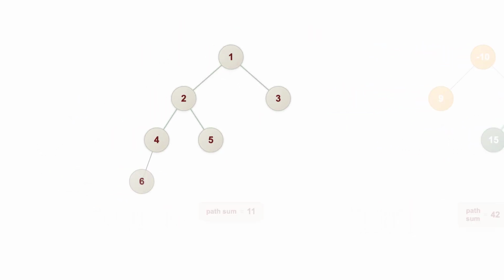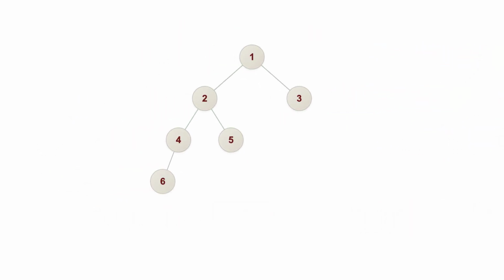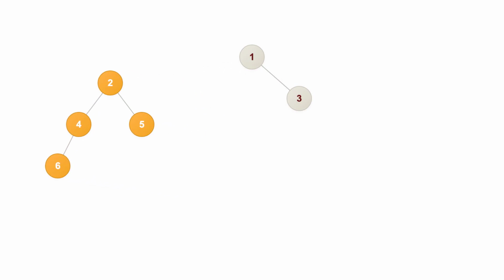Alright, so let's go back to the previous example where we tried to understand the recursive process for diameter. We will zoom into the subtree on the left side again. For node 2, let's now ask a slightly different question. What is the maximum path sum passing through this node? The gain from the left side is 6 plus 4 equal to 10, and the gain from the right side is 5. So the maximum path sum passing through node 2 is 10 plus 2 plus 5 equal to 17.